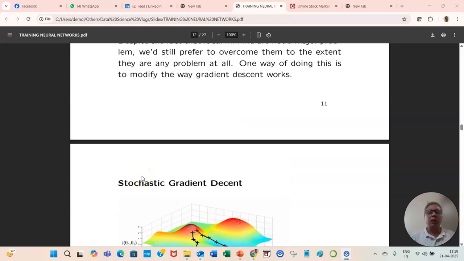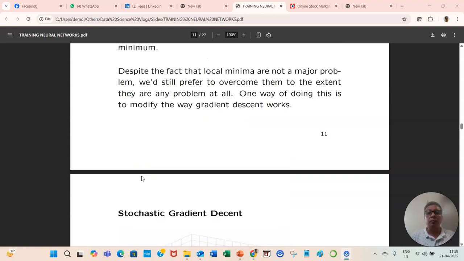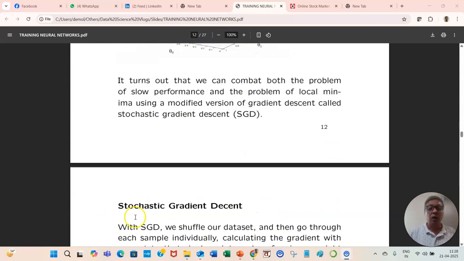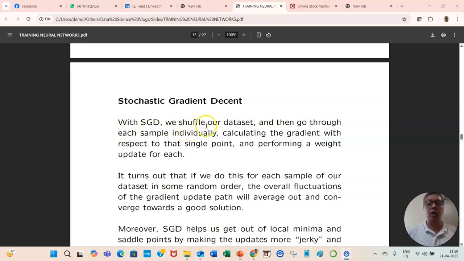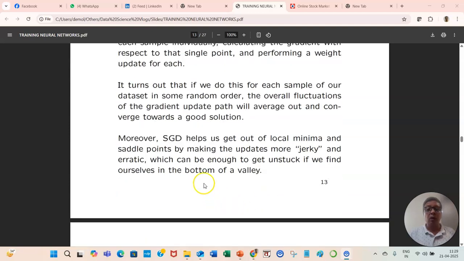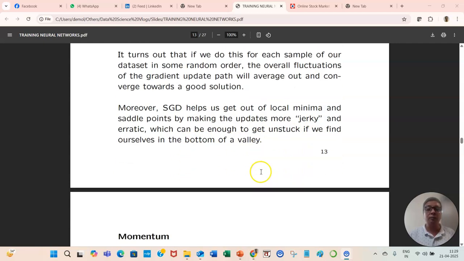But considering the performance of the gradient descent method, we go for stochastic gradient descent, in which we shuffle our dataset and then go through each sample individually, calculating the gradient with respect to the single point and performing a weight update for each. That is called stochastic gradient descent. SGD helps us escape local minima and saddle points by making updates more jerky and erratic, which can be enough to get unstuck if we find ourselves at the bottom of a valley.